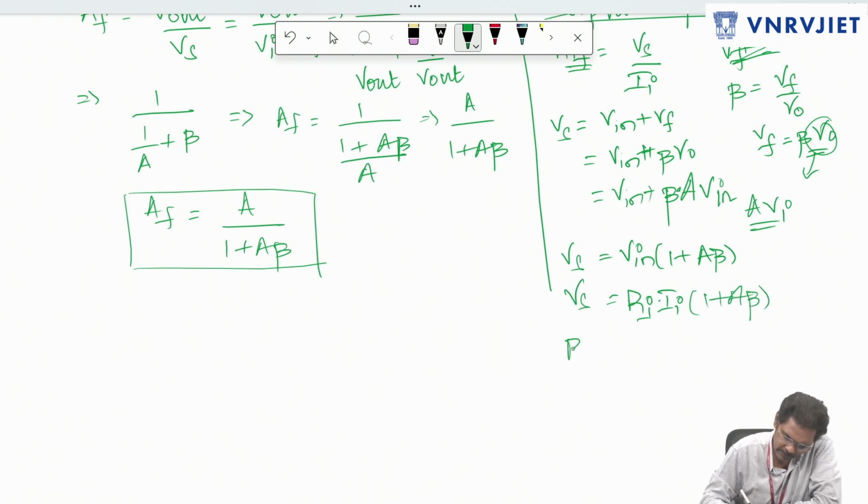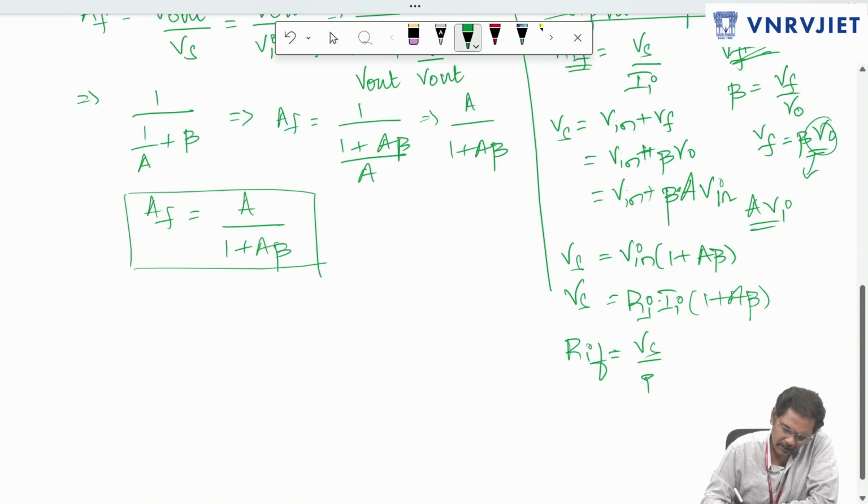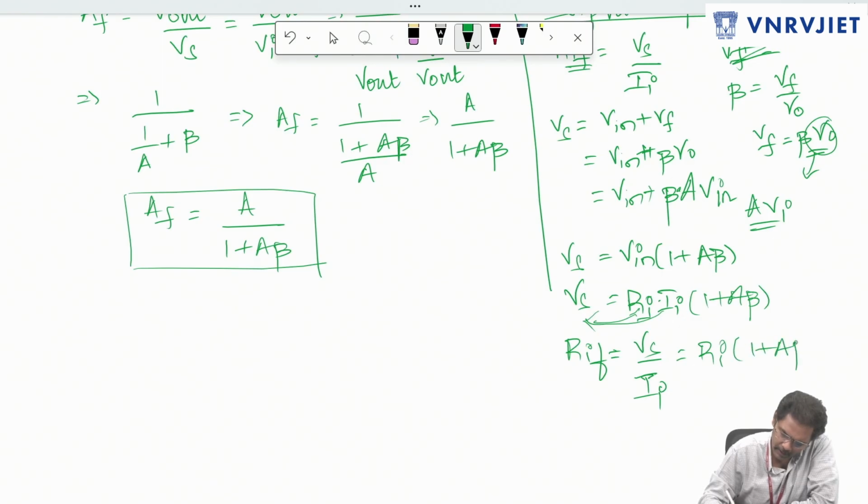Now what I am interested in is Rif. Rif is like Vs, the voltage, divided by the current Ii. So I'll take this Ii to this one. So what is left out is Ri into 1 plus A beta. So I see that the input impedance is increased by 1 plus A beta times, which is very much essential for a voltage amplifier.